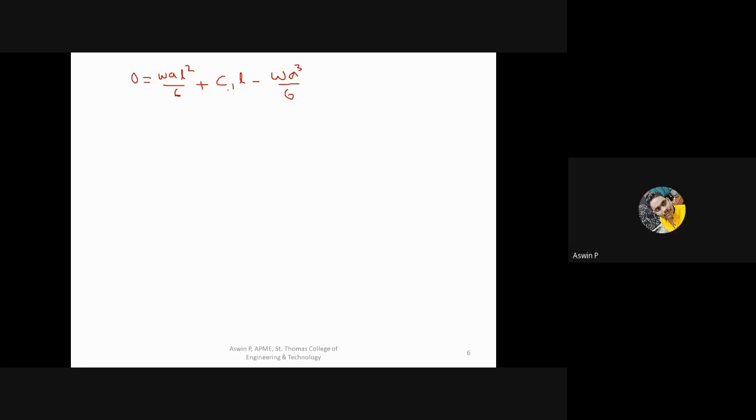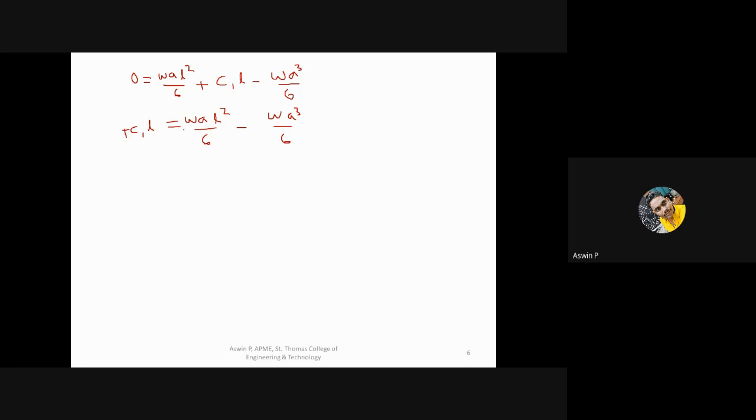Okay, then I am taking the C1L left hand side, then that will become minus C1L, right? Equal to W into A into L square divided by 6 minus W into A cube divided by 6. Here, to avoid the minus, we need to change this to positive.